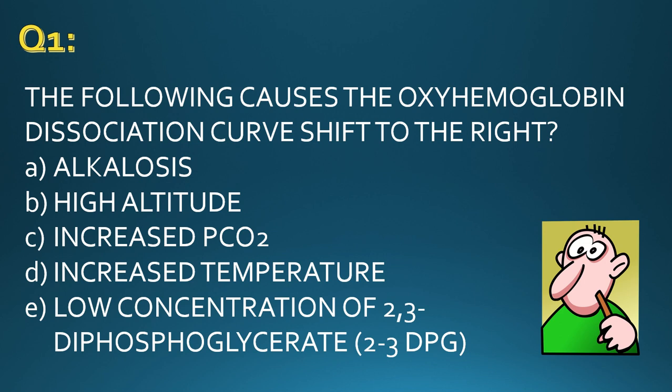Yes, that's B. Increased PCO2? Yes, raised PCO2 causes a right shift. Increased temperature? Yes, raised temperature. R for raised temperature, R for right. Low concentration? No, that causes a left shift. So the correct answers are B, C, and D.